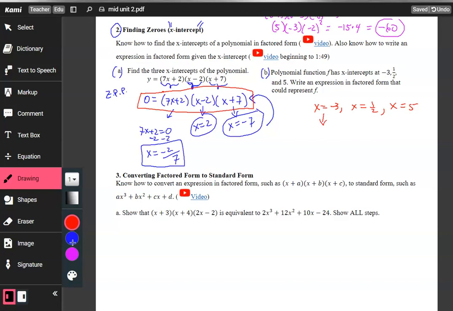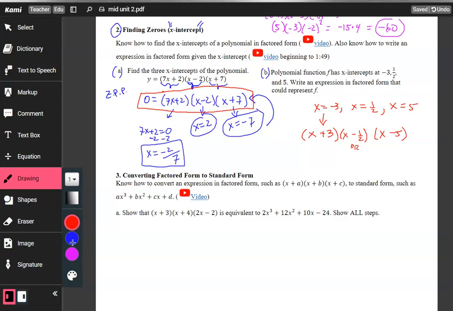If you know that one of the x-intercepts is negative 3, then what gave you negative 3 was most likely x plus 3, in parentheses. This one, with the 5, it'll be x minus 5. This is a fraction, so we have an extra step, just like we did over here with the fraction. So the first thing I could do is maybe write it as x minus a half.